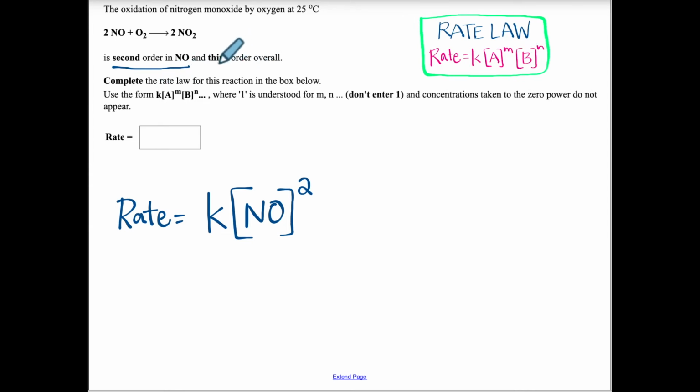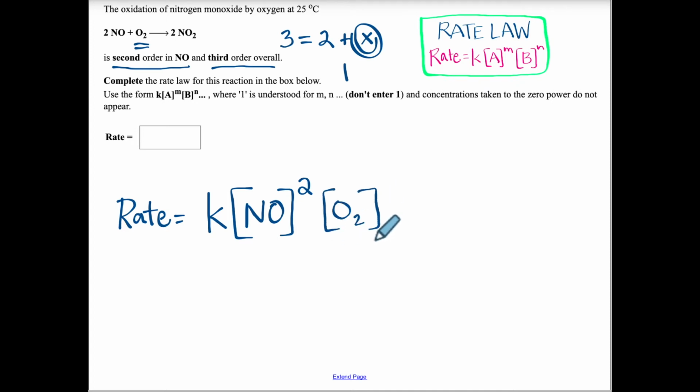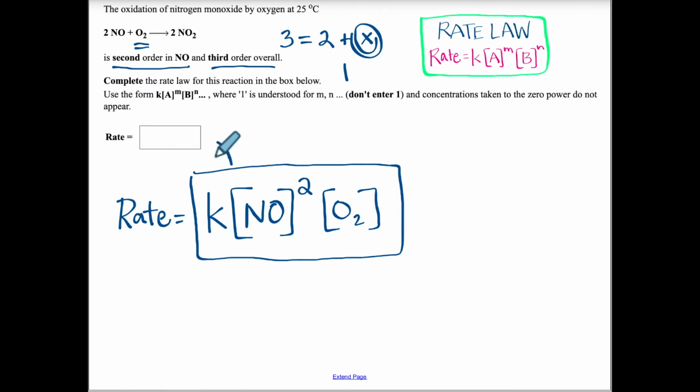It tells us also that it's third overall. So if we know that the entire reaction order is 3 and NO is 2, then we know that this must be a 1, so it must be first order in O2. So then we're going to put brackets around O2, the second reactant, and when it's first order, you just assume the 1. You don't actually write it. So this right here is exactly what you would type into that box.